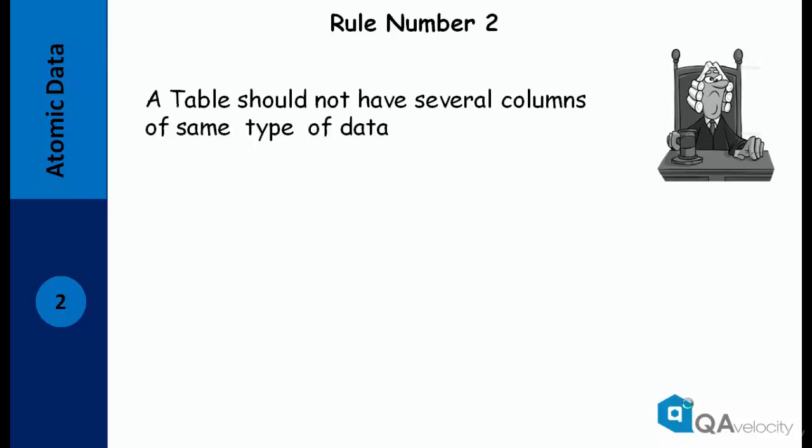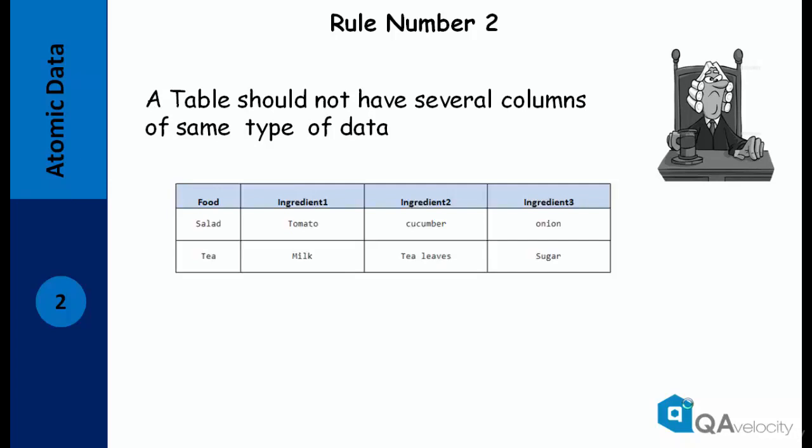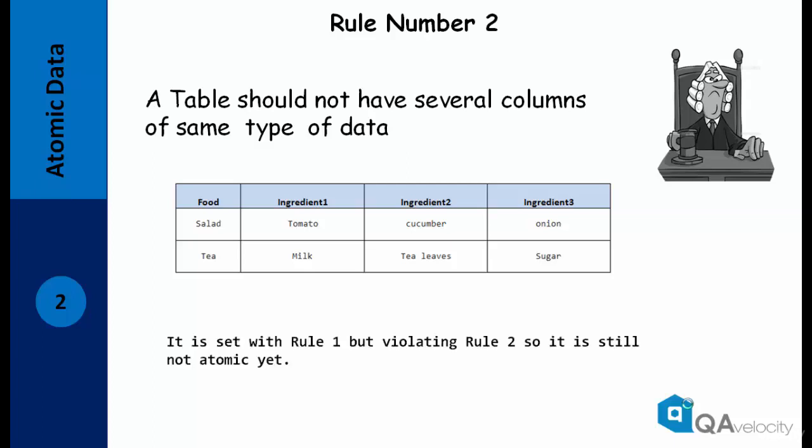The second rule says a table should not have several columns of the same type of data. If we again have a look at our food details table, we have multiple columns of ingredients, and all these columns have the same type of data: tomato, cucumber, onion. So currently our table satisfies rule 1 but violates rule 2. So it is still not atomic yet.